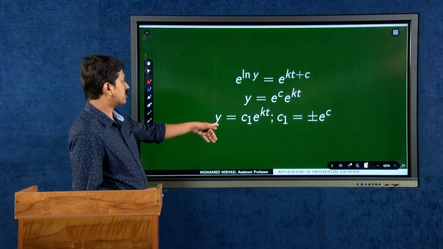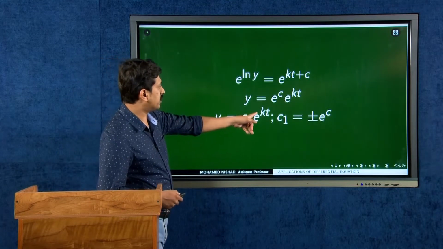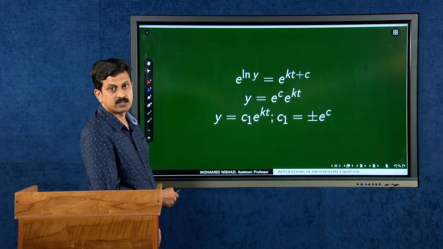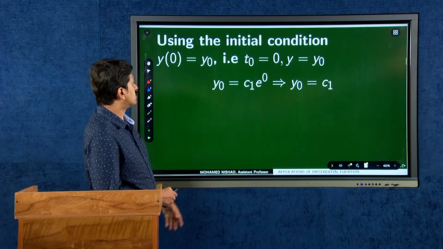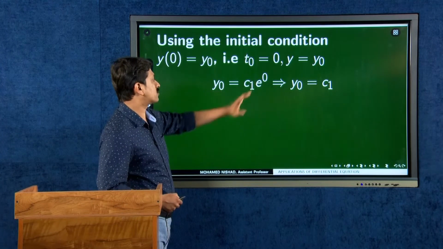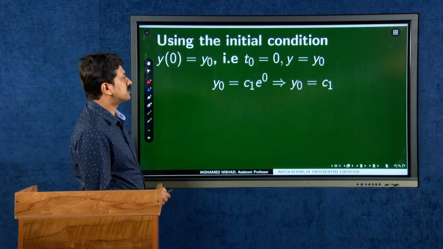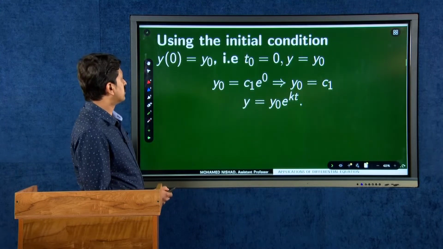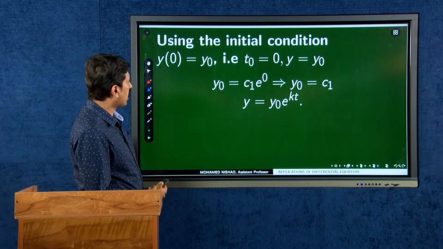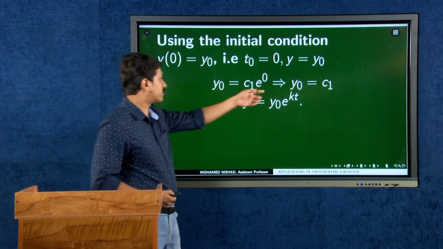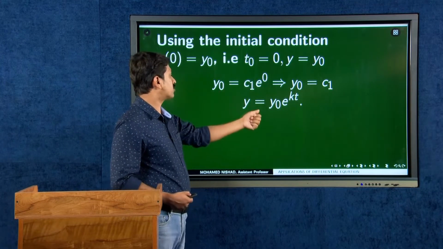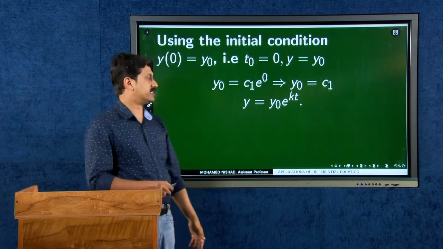So, y of 0 equal to y naught is equal to c1 e raised to k into 0. So, dear students, y naught is equal to c1 e raised to 0, and e raised to 0 is 1, so y naught is equal to c1. So, the value of c1 is equal to y naught that we found, and therefore, y is equal to y naught e raised to kt.